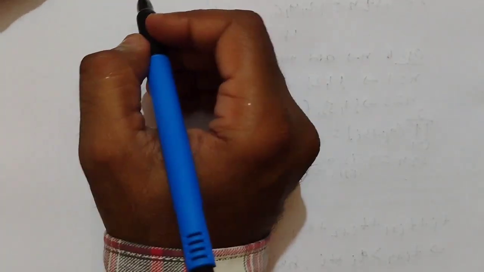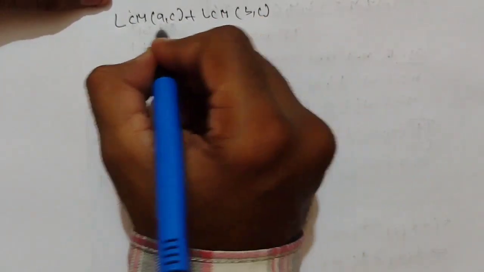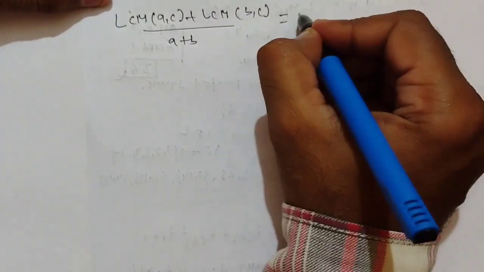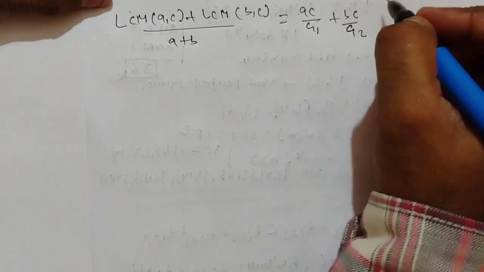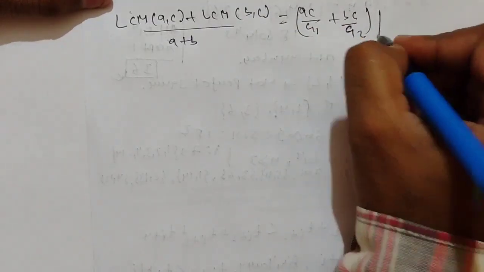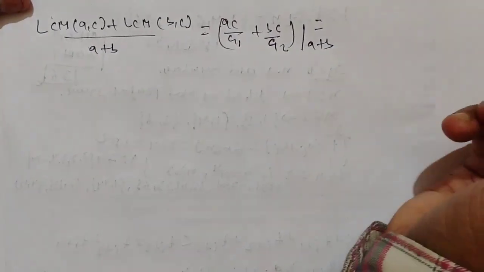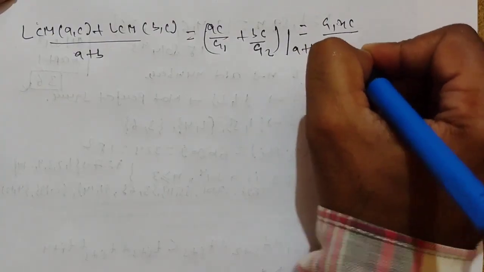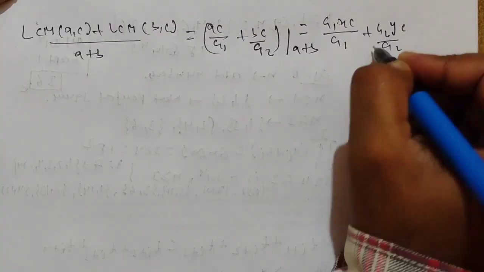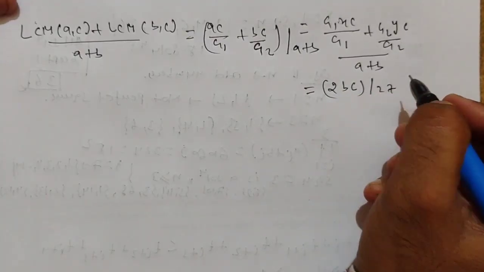We have the value of (LCM of (A, C) + LCM of (B, C)) / (A + B) is equal to (AC/G1 + BC/G2) / (A + B), and this is equal to (G1xC/G1 + G2yC/G2) / (A + B), and this is equal to 26C/27.